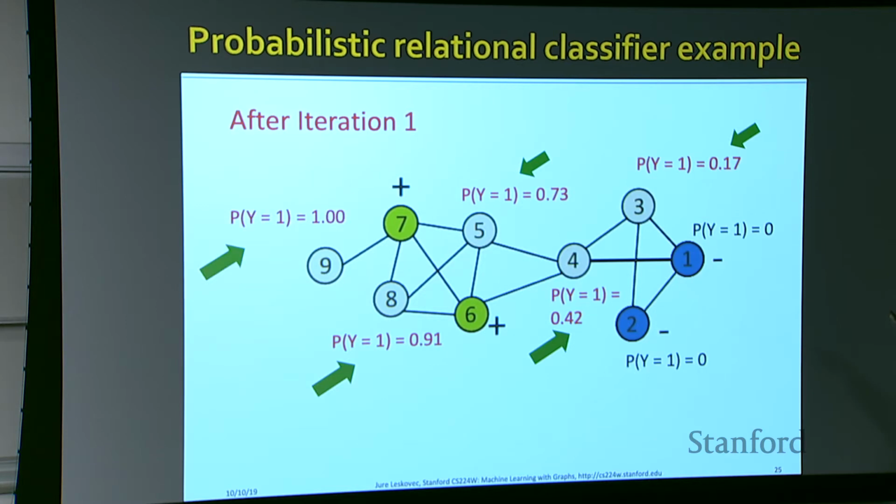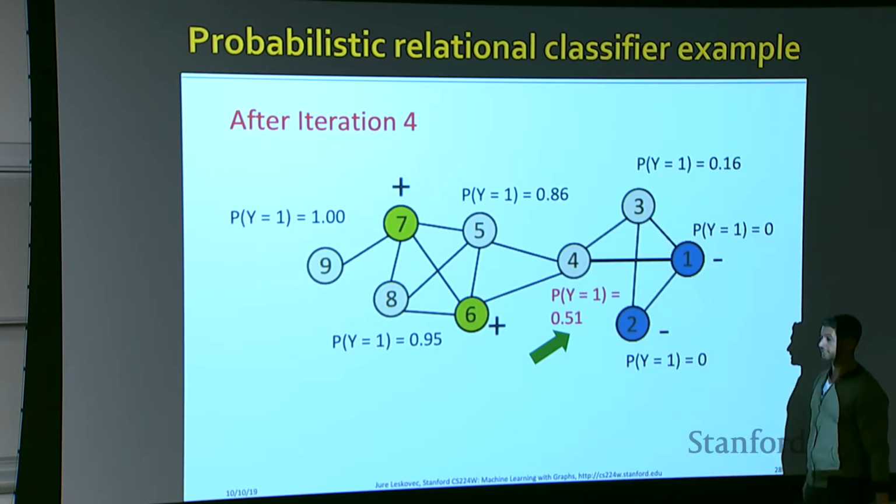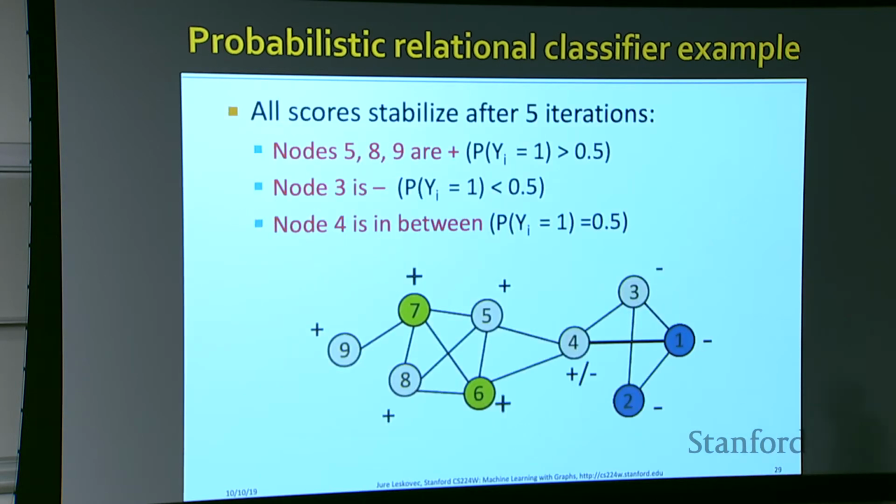So now we apply iteration 2. As you can see, the weights are being updated. Iteration 3 updated again. So see, 5 and 3 are slowly converging towards probabilities of 0 or 1, but unfortunately our node 4 stands in the middle, and after iteration 4 is still at 0.51.